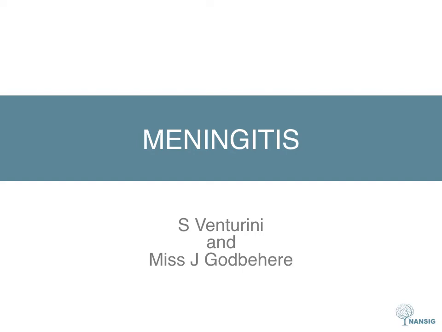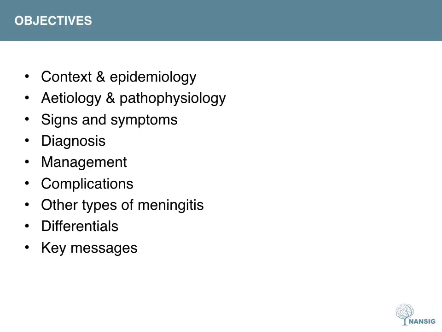In this presentation we're going to talk about meningitis and give an overview of this topic. We will cover the context and epidemiology of meningitis, its causes and how it presents clinically. Then we'll address the investigations and workup needed to come to a diagnosis, and we'll talk about the management of the disease and possible complications, as well as presenting some other types of meningitis and differential diagnosis. We will then conclude with some key messages to remember.